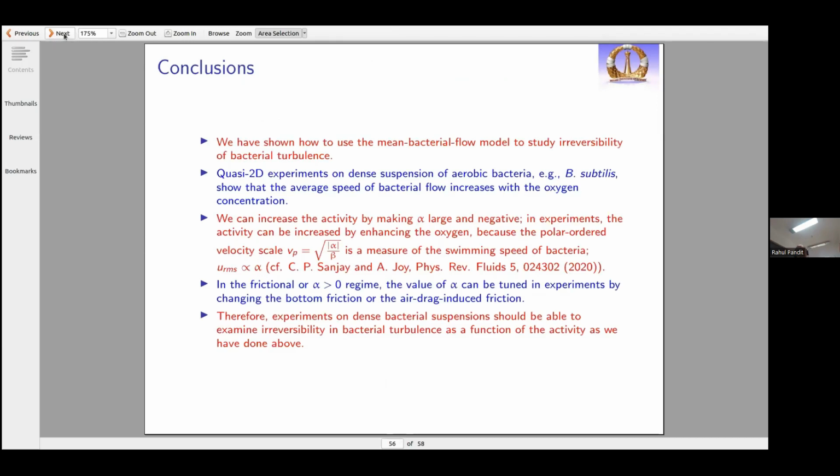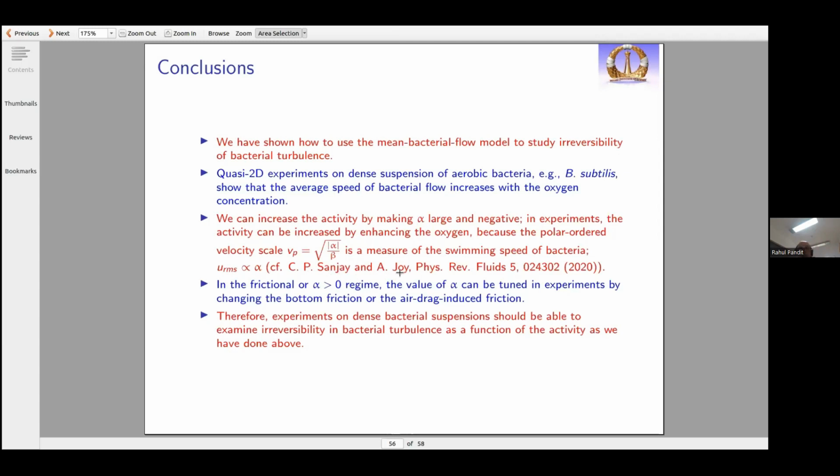Okay, so here are conclusions for this part: the mean bacterial flow model allows us to study reversibility in bacterial turbulence. And I think the experiments can be done, because we increase activity by increasing alpha. But in experiments, it can be increased by enhancing the oxygen that is supplied to the bacteria. And the typical velocity scale is this, square root alpha over beta. It's a measure of the swimming speed of bacteria.